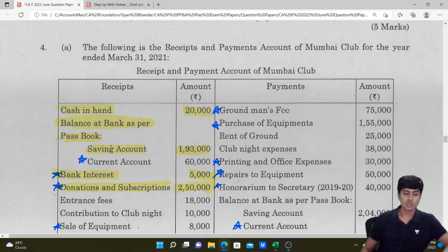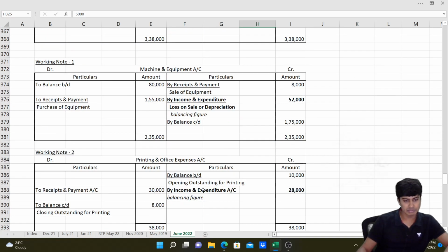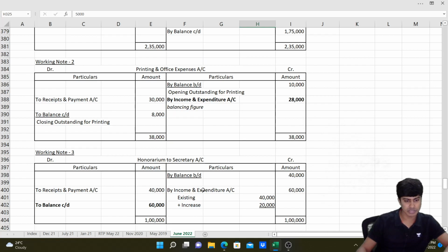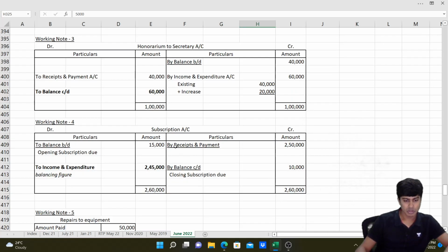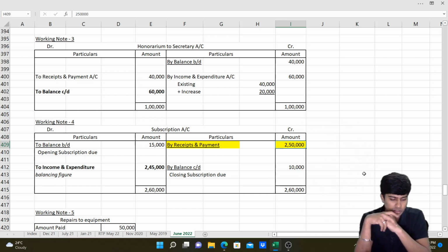2,50,000 rupees is donations and subscriptions. We'll open a separate ledger for donations and subscriptions. There on the credit side, I'll write by receipts and payment 2,50,000. Have a look. On the credit in our subscription account, I've written by receipts and payment 2,50,000.